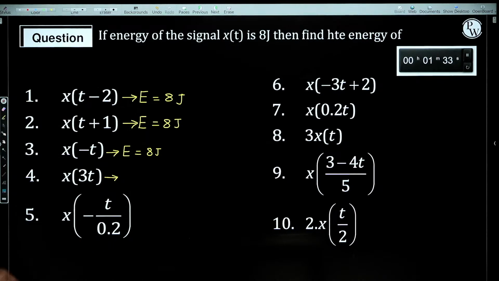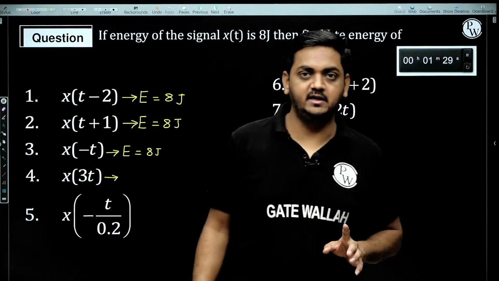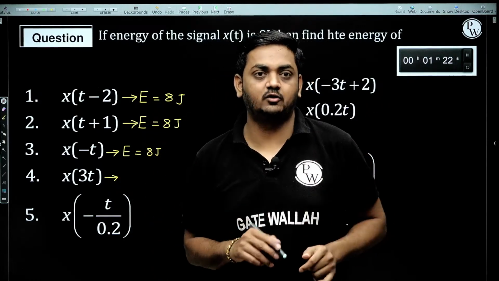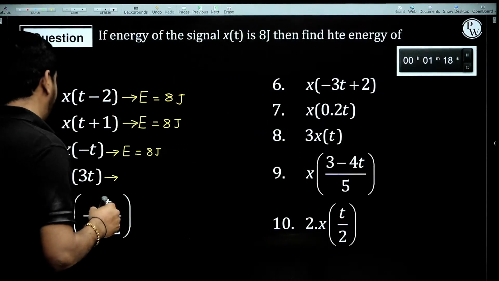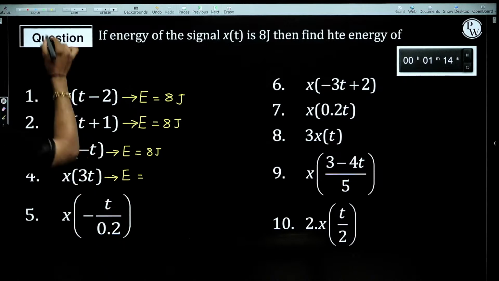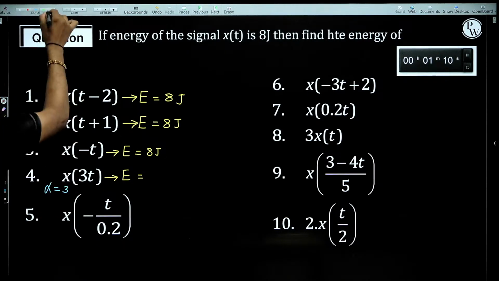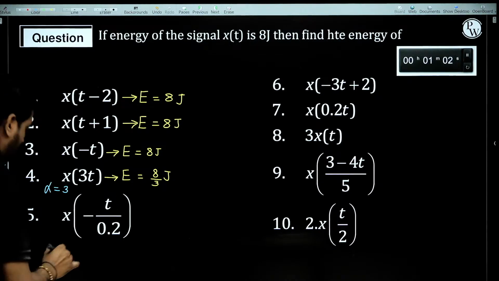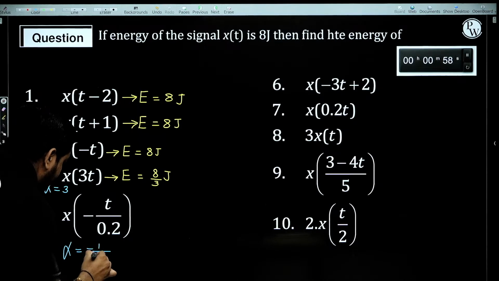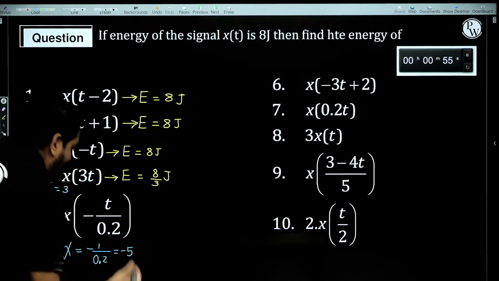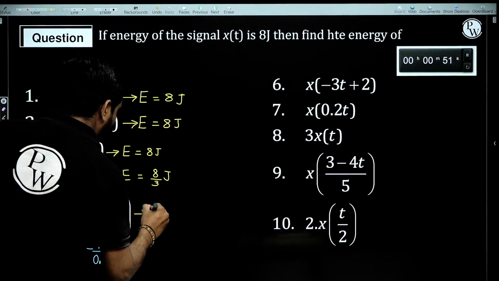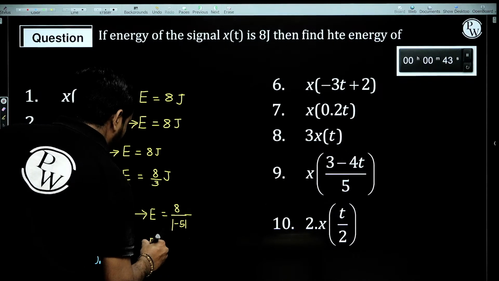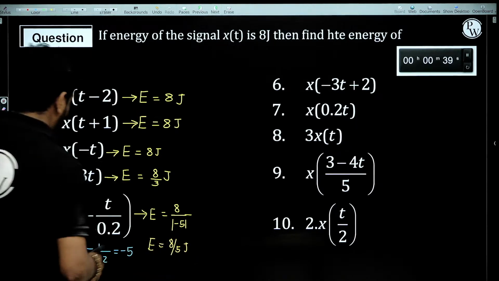Now here you can see x of 3t, so the time scaling factor is 3, compression or expansion. Here the scaling factor 3 is greater than 1, so it is compression, and the signal width is decreased by a factor of 3. In the same way, the energy also decreases by the same factor. So E upon mod alpha, where the scaling factor alpha is equal to 3, so the energy is 8 by 3 joule. Now in the fifth question, what is the scaling factor? The scaling factor is minus 5, then energy is E upon mod alpha, so 8 divided by mod minus 5, so the energy will be 8 by 5 joule for question number 5.